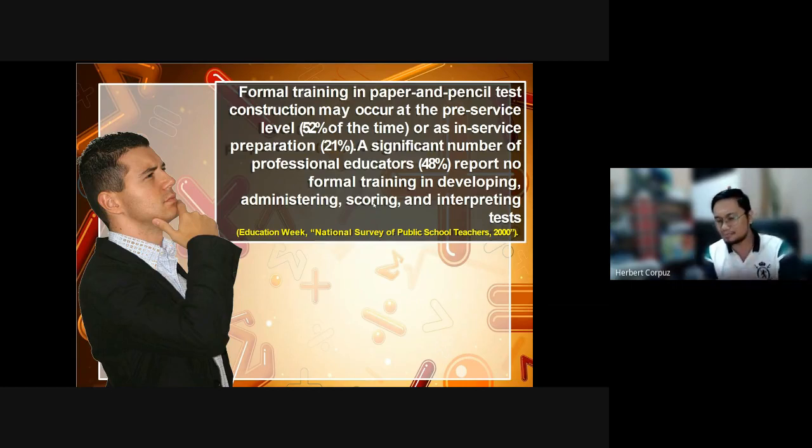Ngayon, sinasabi naman sa third literature na ang formal training on paper and pencil test and test construction ay ginagawa daw 52% during their pre-service training at 21% during their in-service preparation. At halos kalahati ng mga professional educators, wala talagang training when it comes to paper and pencil test.